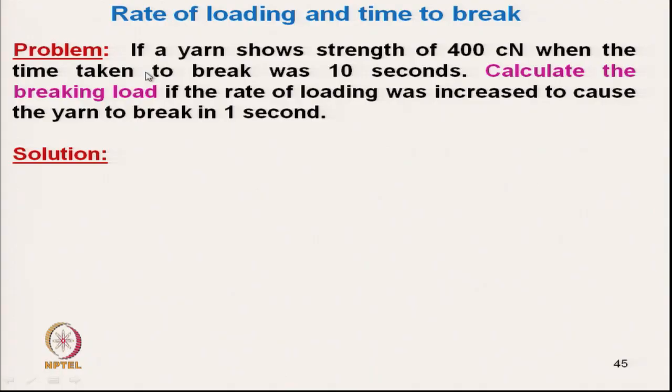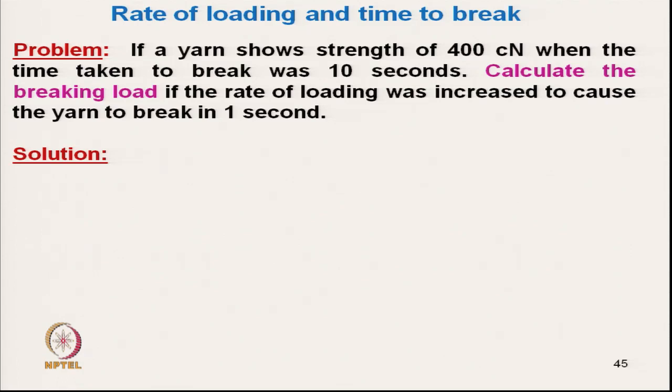Now, this is the problem. If a yarn shows a strength of 400 centinewton when the time taken to break was 10 seconds, that we have discussed earlier also. So at 10 second time to break, the strength is 400 centinewton. Calculate the breaking load if the rate of loading was increased to cause the yarn to break in 1 second. So we have increased the rate of extension, which means the viscous dashpot is coming into the picture.